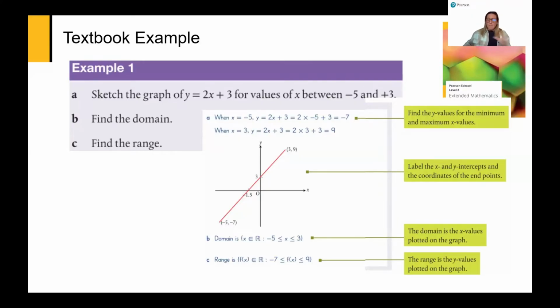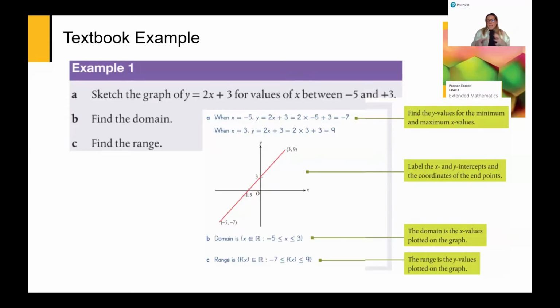And then part C is finding the range. So we're looking at what the function produces as it comes out. So we've identified the minimum and the maximum x values. There we go with the set notation at the bottom. The function of x is in the set that belongs to the real numbers such that we have -7 up to 9. So identifying that they are the range of numbers included in this function.